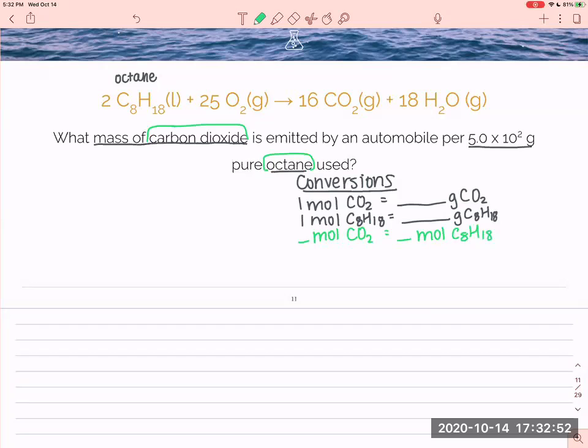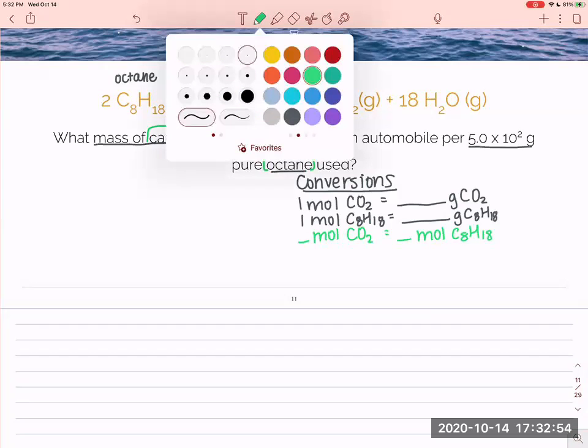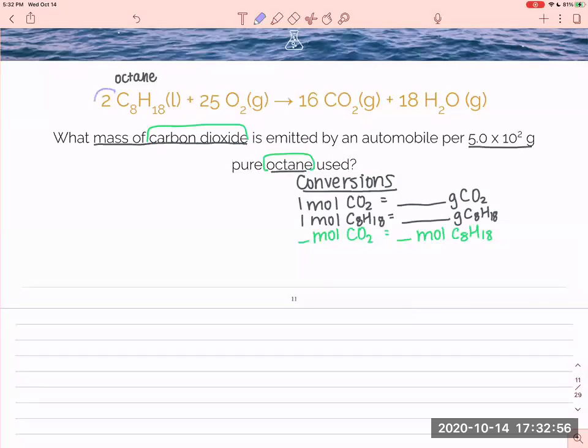Now, where do I get the numbers that go in the blanks for these? Because these are easy numbers to pull out. Let's go ahead and just grab them. We get these from the balanced chemical equation. So the number that goes in front of CO2 is 16, because that is exactly the number that goes in front of CO2 in my reaction. The number that goes in front of octane is 2, because that is the exact number that goes in front of it in my reaction.